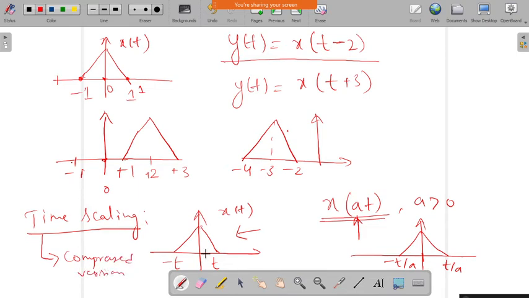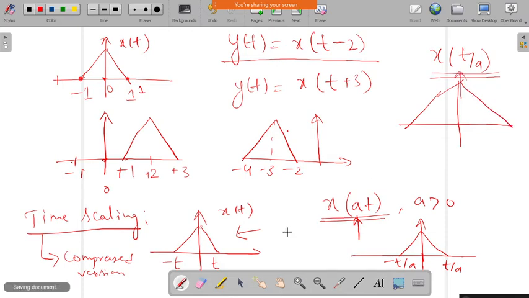Now similarly, if I take x of t by a, so if I divide the time scale by the value a, then the resultant signal will be an expanded version. Whatever earlier minus t is there, now we have to multiply that by the value a. So it is an expanded version. There are two kinds of scaling, one is the compressed one and another one is the expanded version.